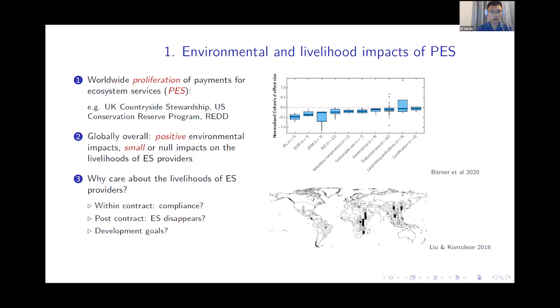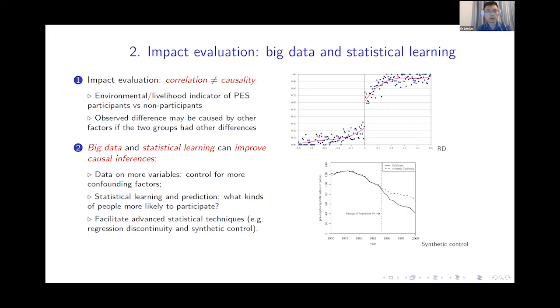So we've seen that it's quite important to understand the impacts or outcomes of PES programs. In my field, very often we need to conduct observational studies to evaluate such impacts. By observational studies, I mean usually when there is a PES program in place, we would go collect data on some environmental or livelihood indicator from both participants and non-participants, and we compare the difference between the two groups, and we would regard the difference as the impact of this PES program. So this is observational data.